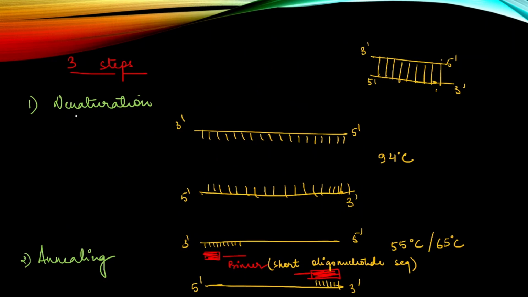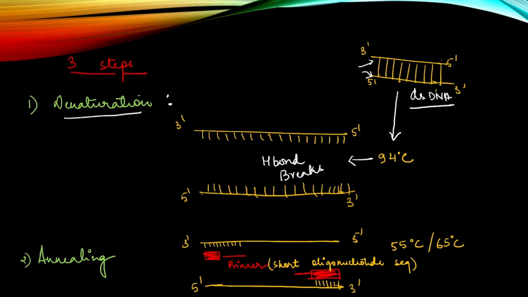Now here the 3 steps. Denaturation: this is our double-stranded DNA. Denaturation means these 2 strands open up. When we expose this DNA to a temperature of 94 degrees centigrade, these DNA strands get separated. That means the hydrogen bonds break. When we expose this double-stranded DNA to 94 degrees centigrade, it leads to the breaking of hydrogen bonds. As a result, you get 2 separate strands.